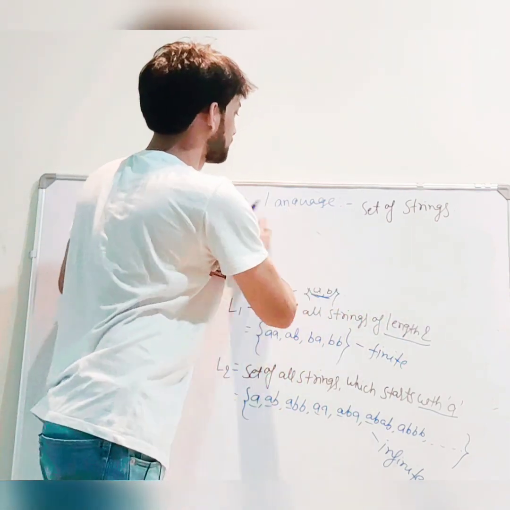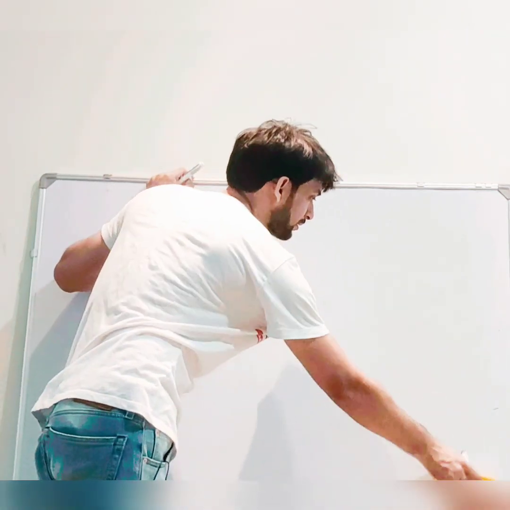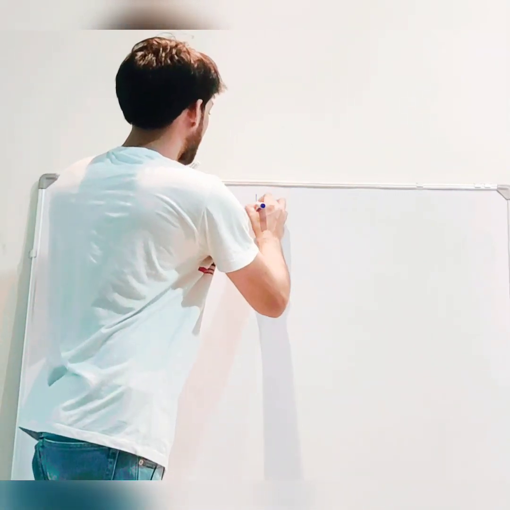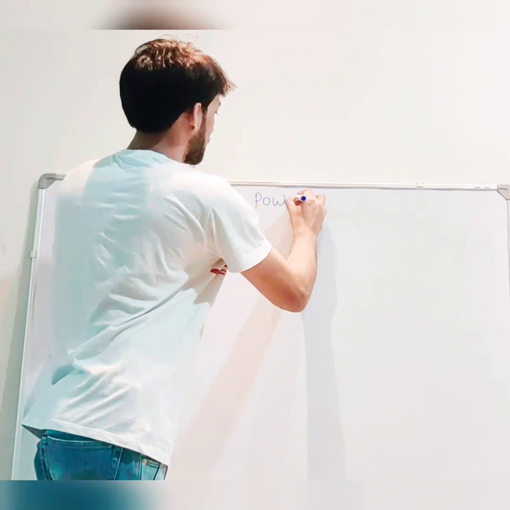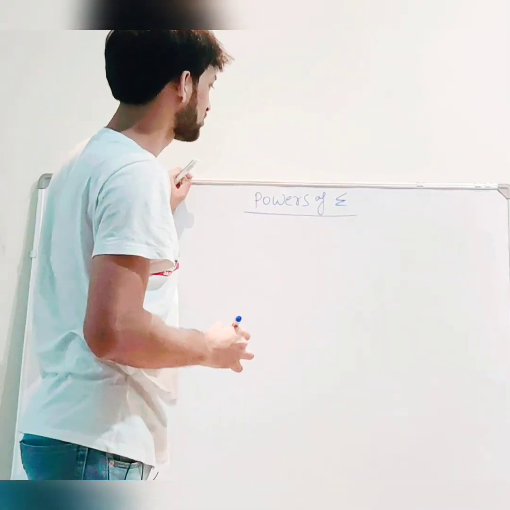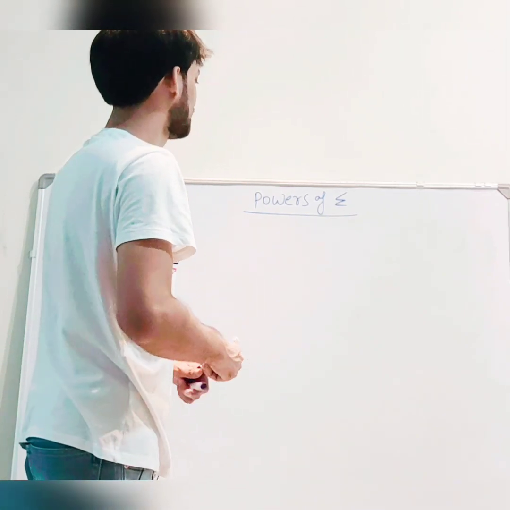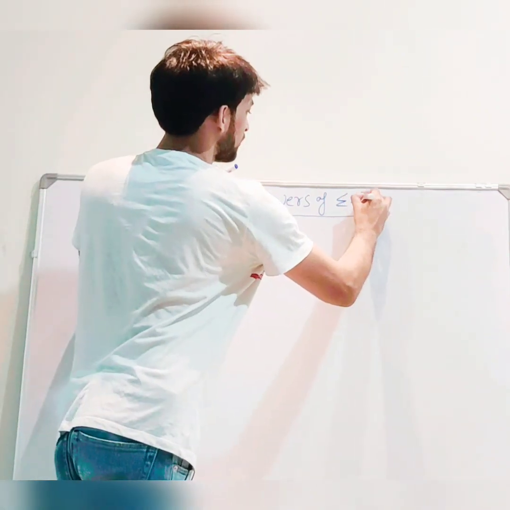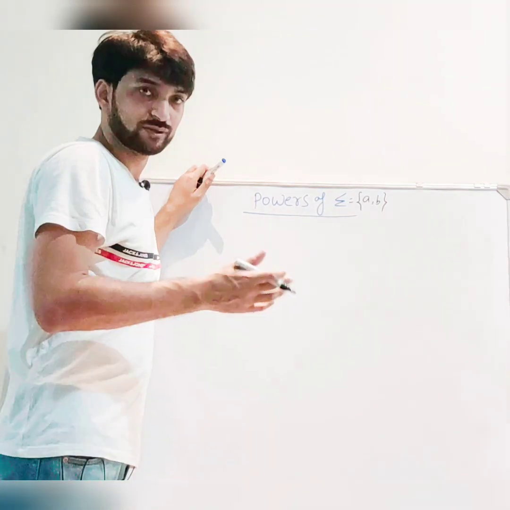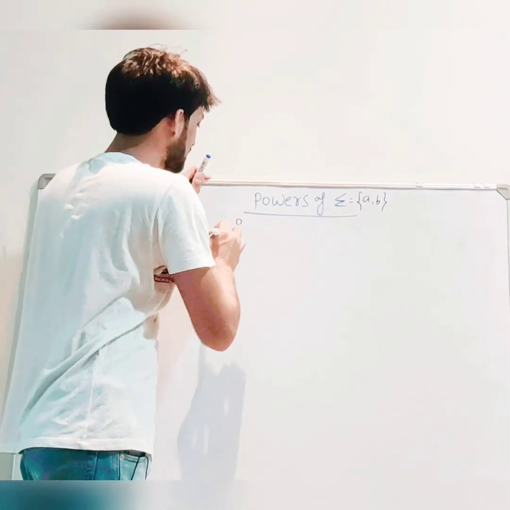Next thing is powers of sigma. Powers of sigma, what does it mean? Let's say sigma equals {a, b}, and I want to show you different powers. Okay, so starts with 0, sigma to the power 0.